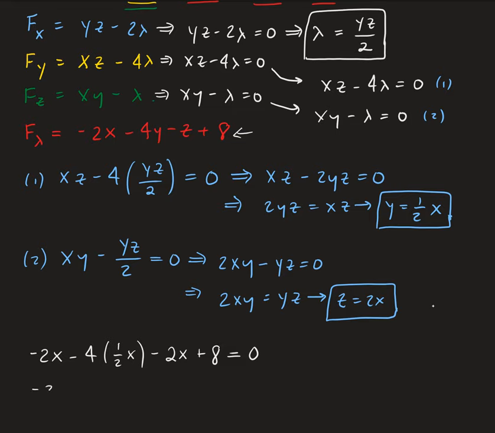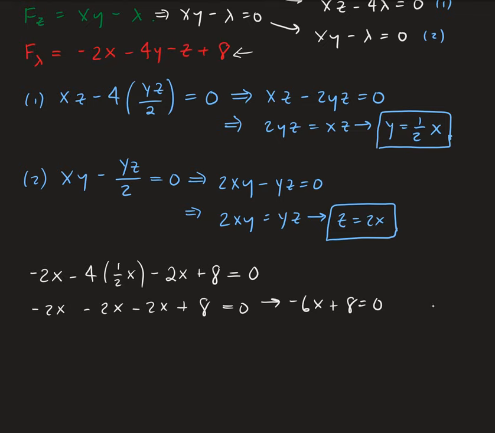So let's simplify this. We're going to get minus 2x minus 2x minus 2x plus 8. So this is going to give us minus 6x plus 8 equals 0. So therefore x is going to be equal to 8 over 6, and that's the same as 4 thirds. So we found the value for x. Now we can substitute x equals 4 thirds into here and here.